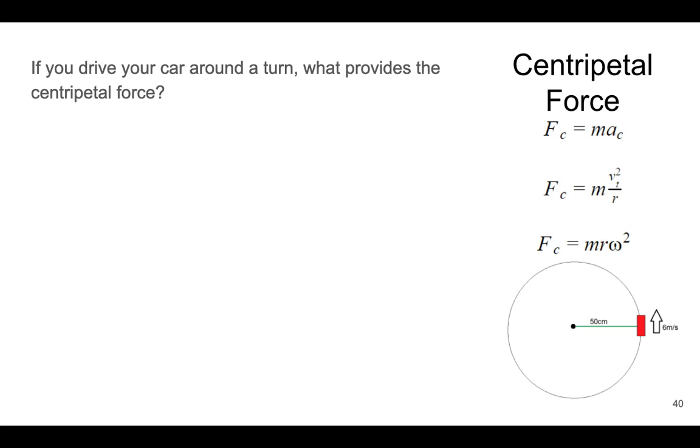So if you're driving your car and you're going around a turn, what is providing the centripetal force? Centripetal force in this case is going to be provided by the friction between your tires and the road. If there's no friction between your tires and the road, you can't turn your car because you need a force to change your direction, because that's acceleration.